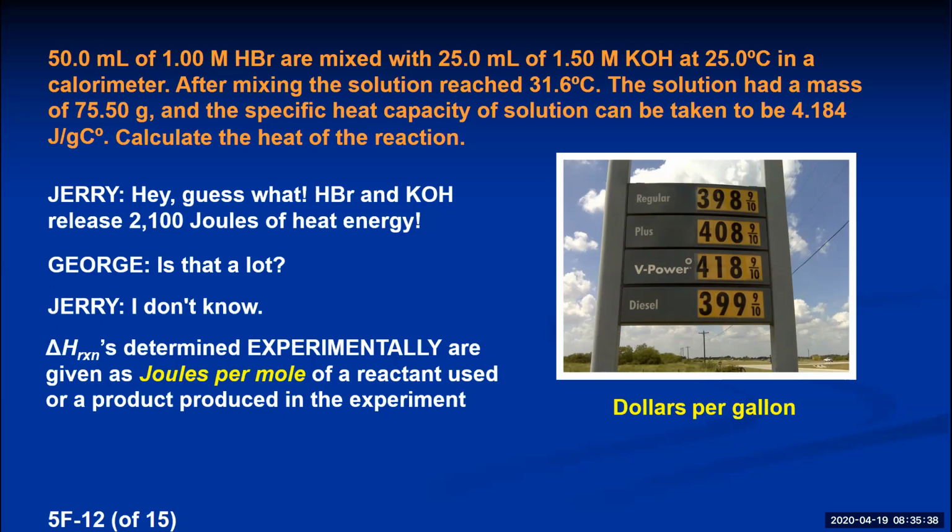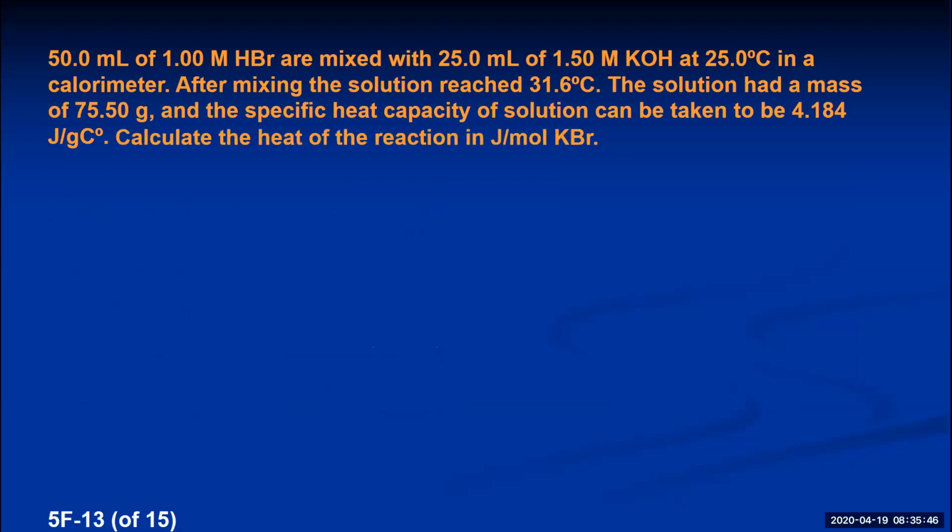So let's see if we can correct our answer to put it into a useful form so that people understand whether this reaction is releasing a lot of energy or little energy. So I've changed the last sentence. We're going to calculate the heat of the reaction in joules per mole of KBr. And in order to do this, we have to know how many moles of KBr were produced. So we're going to need to write the balanced equation.